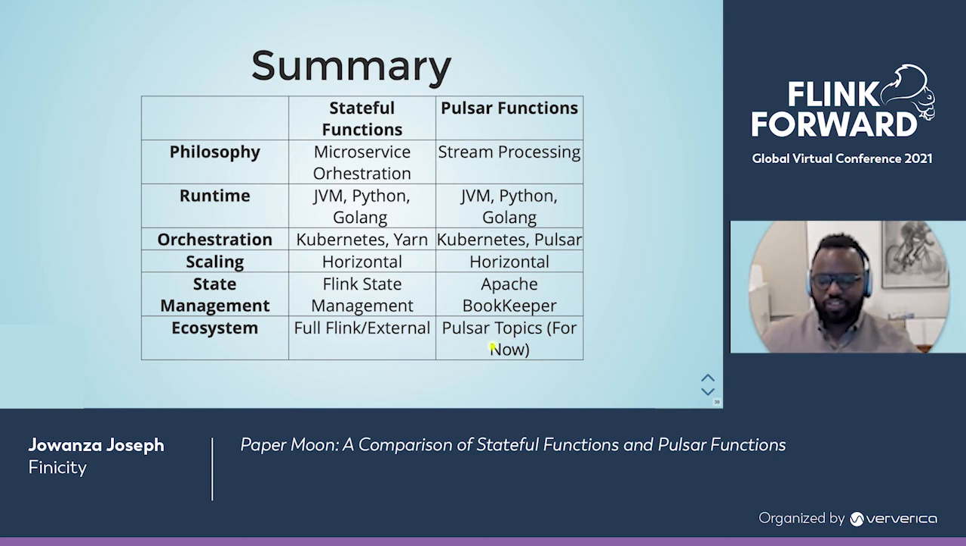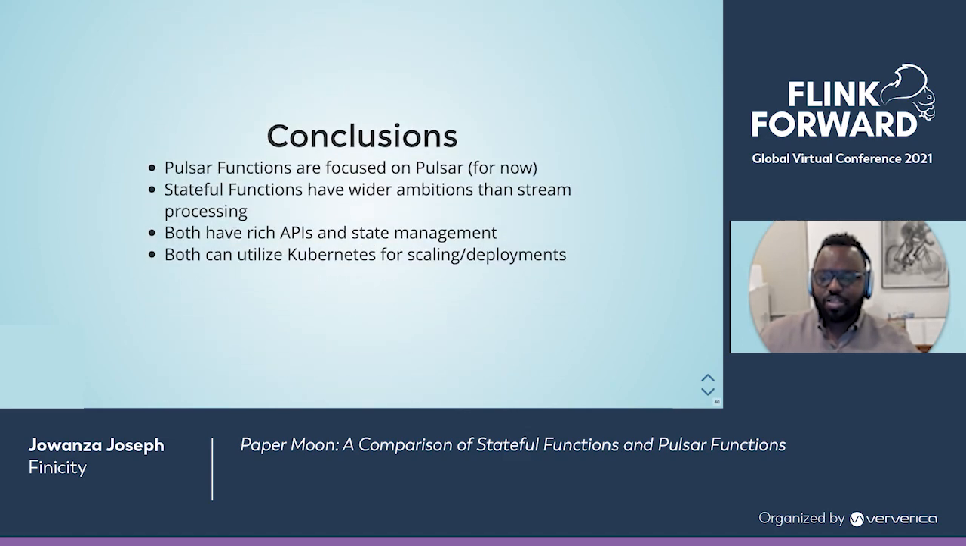And in Pulsar Functions, it's mostly about the now, right? It's about using Pulsar topics, but the future really is about Function Mesh and being able to extend the paradigm there. So for conclusions, Pulsar Functions are really focused on Pulsar for now. Stateful Functions have wider ambitions in stream processing and could be interesting for a lot of implementations. Both have really rich APIs and can do state management, and both can utilize Kubernetes. And it seems like, even for the Stateful Functions case, that's the way forward, the way to do scaling for those, as well as the same for Kubernetes with Pulsar Functions.